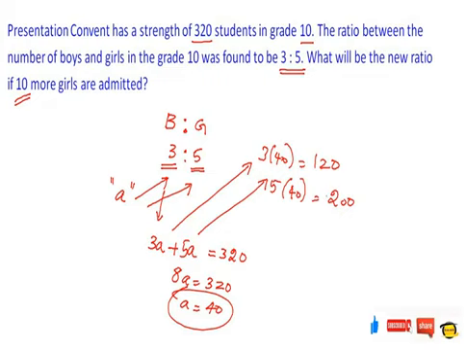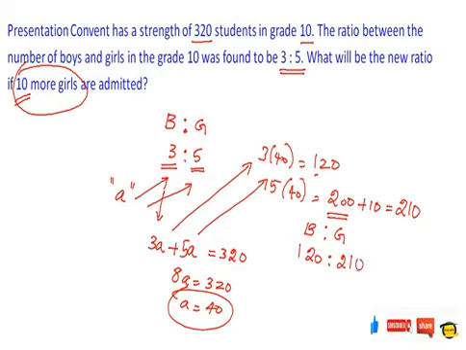What will be the new ratio if 10 more girls are admitted? So the old count of girls is 200. Now we are adding 10 more girls. So which means the new count of girls is going to be 210, right? Now let's find out the new ratio. So boys is to girls, new ratio will be 120 is to 210. Now we can cut off the zeros, and 4 3s are 12, 7 3s are 21. So the new ratio between the number of boys and girls is found to be 4:7.